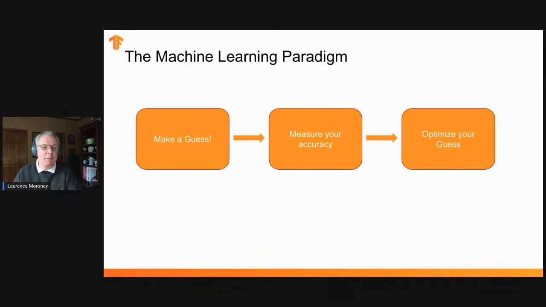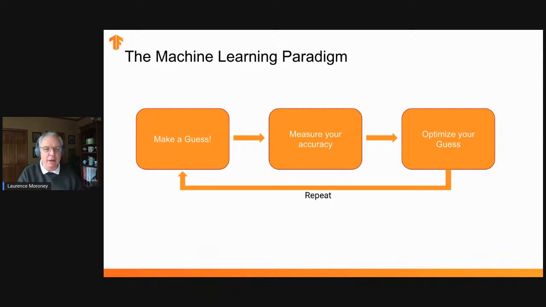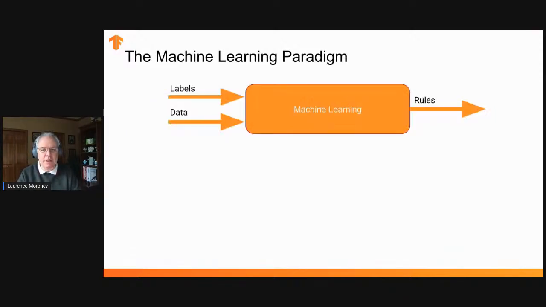But then what if I could optimize my guess? Based on this guess, I got pretty close. How can I refine the guess to make it better? And then loop it back and repeat. Make a new guess, measure the accuracy, optimize that guess, and keep going. And that's all the machine learning paradigm is. And TensorFlow is the tool that allows you to do this. It does all the fancy mathematics to help you make the guess, measure your accuracy, and optimize that guess.